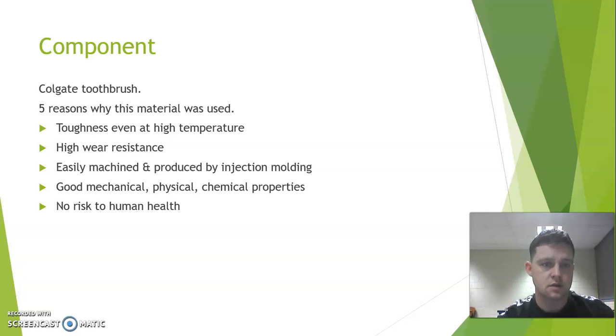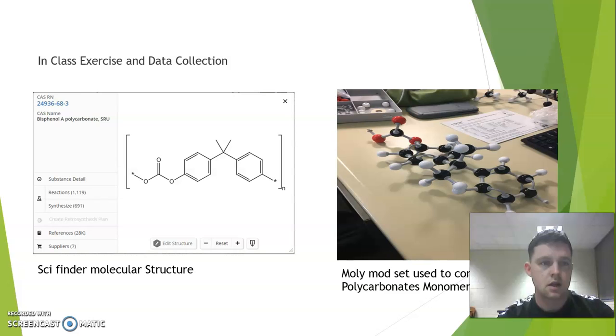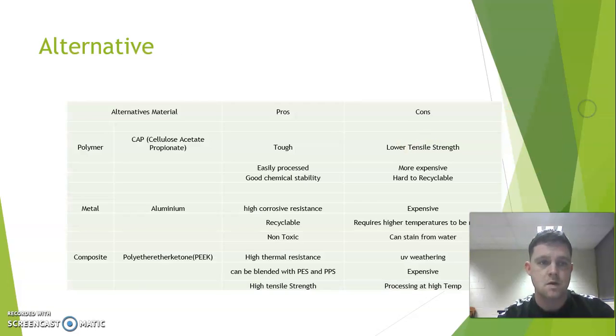Components: reasons it was selected: it's tough, high wear resistance, easily machined, good mechanical, physical, chemical properties, no risk to human health. These are the exercises that were carried out in class. You can see the monomer is quite large compared to other polymers. And on the left here, you can see the SciFinder molecular structure, which was also found using the website. The monomer was created using a Molymod set.